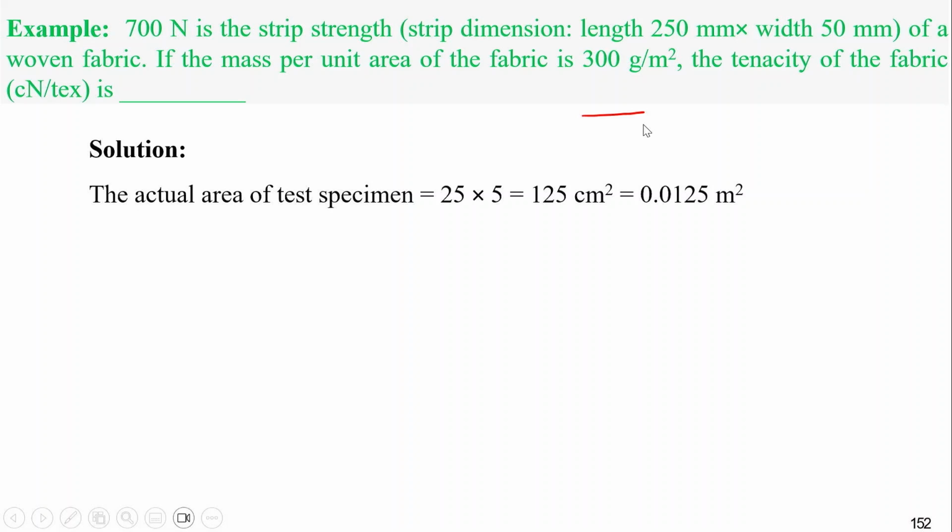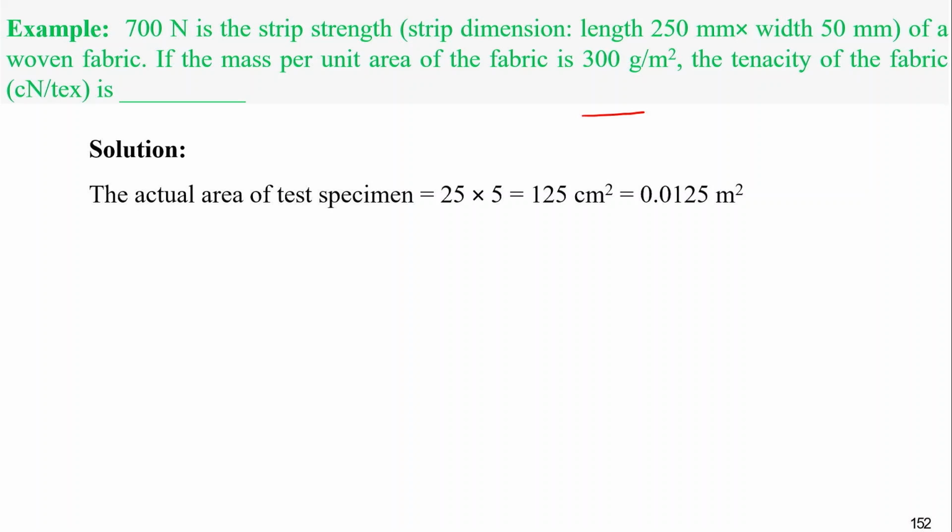Let us take the next problem. Here 700 Newton is the breaking strength, and the strip dimension is 250 millimeter length, and width is 50 millimeter. From there we can calculate the mass of the material. The mass per unit area is given 300 gram per square meter. From there we can calculate the actual mass.